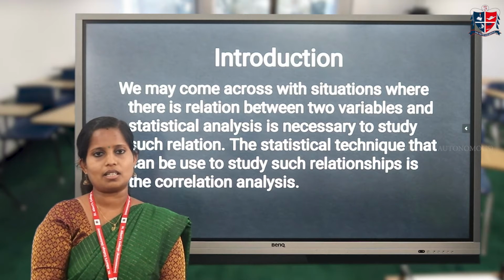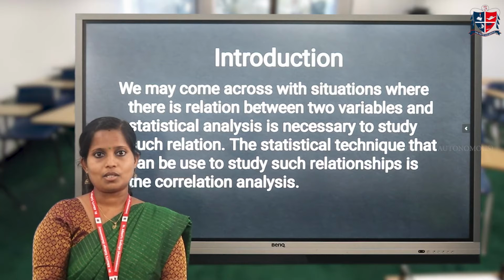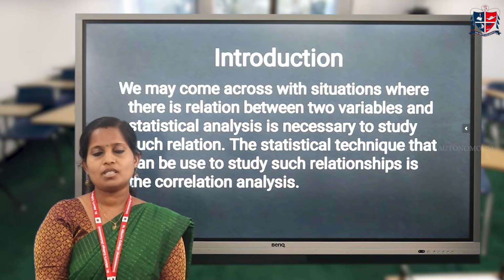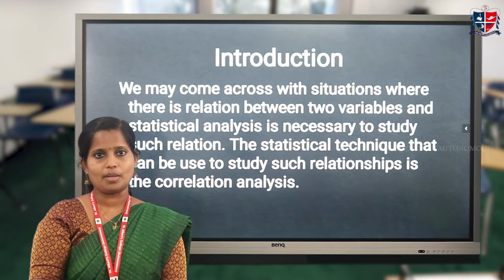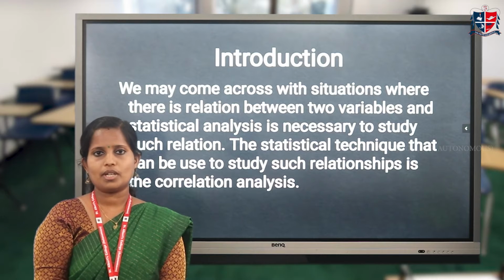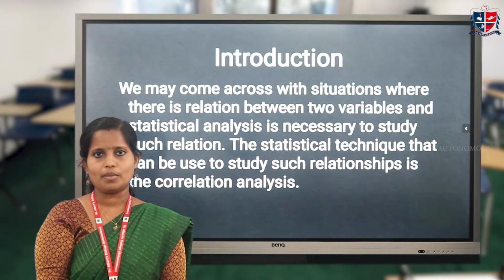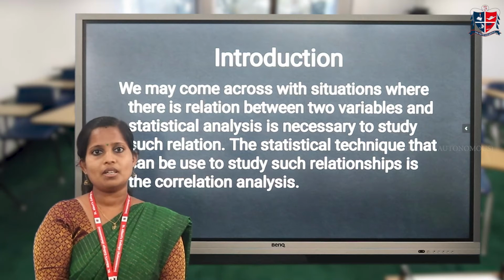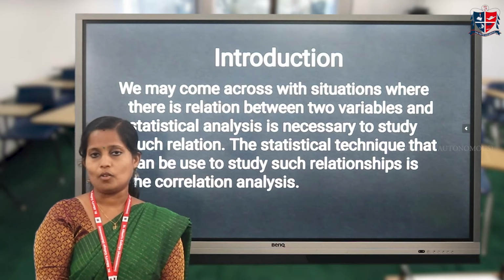Suppose a particular variable is increasing and there is an increment in the other variable also. We can say that there is a relation between the two variables. Suppose one variable is increasing and there is a decrease in the other variable. We can say there is a relation. Suppose there is a decrement in one variable and a decrement in the other also. We can say there is a relation. That is what we mean by relation in statistics: if a change in one variable makes a change in the other variable, we can say that the two variables are related.